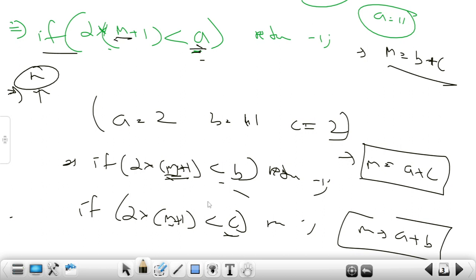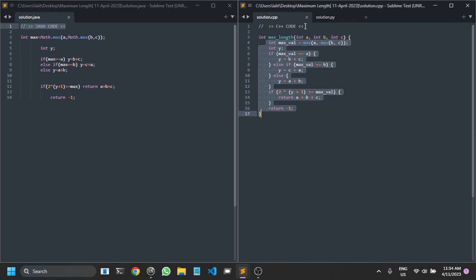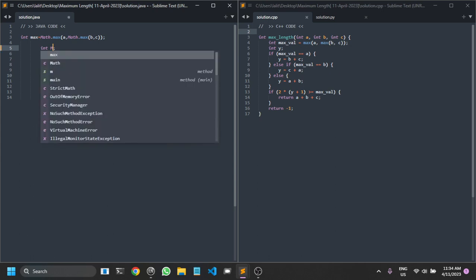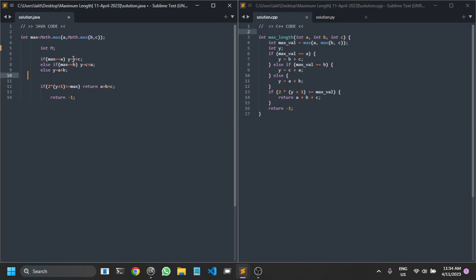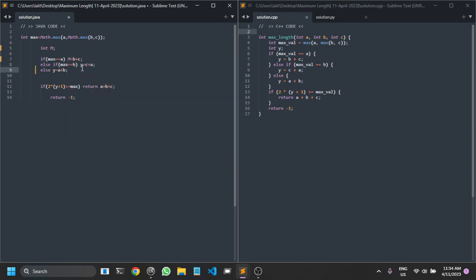Okay, now I hope the idea is clear to you. I am going to show you the code, and I will explain what I'm doing in the code. On the left hand side I have the Java code, and on the right hand side I will first show the C++ code. The idea is simple. I'm first finding the maximum value out of a, b and c. After that I'm having a value y, so you can think of this value y as the value of m that I was talking about. I'm also going to change the value here, just in order to explain better.